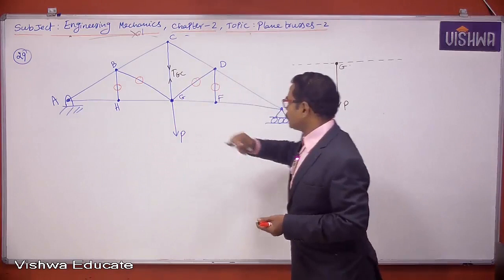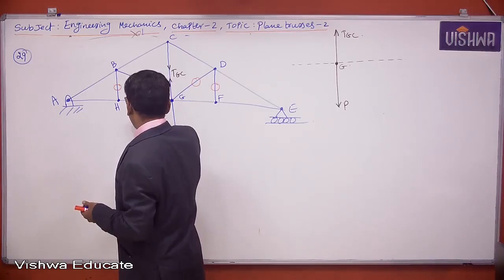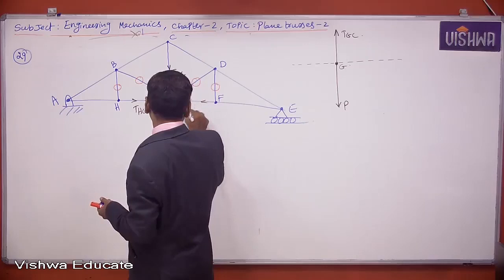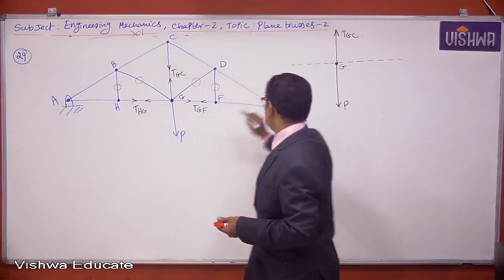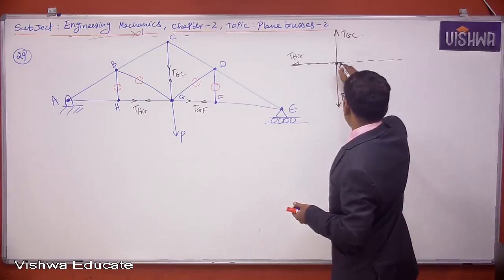This is TGC. And I assume even this member carries tension. I may call this THG. Even this member I may assume is also carrying tension. This is TGF. So with respect to G, this force THG is towards left, and with respect to joint G, this force TGF is towards right. Here one more shortcut I want to share.